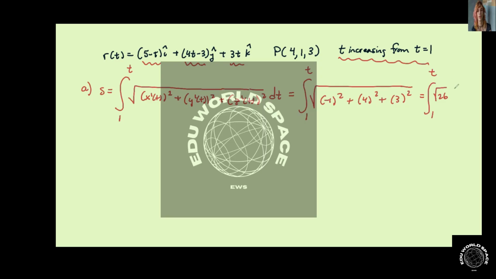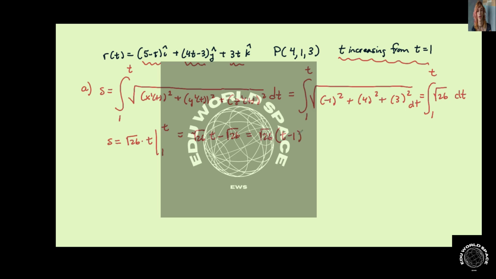And we just need to finish the integration. I need a dt there. Okay, so s then is going to be square root of 26, antiderivative will give us times t. Plug in our limits, and we get root 26t minus root 26. Or if we factor out the root 26, then we get times t minus 1.